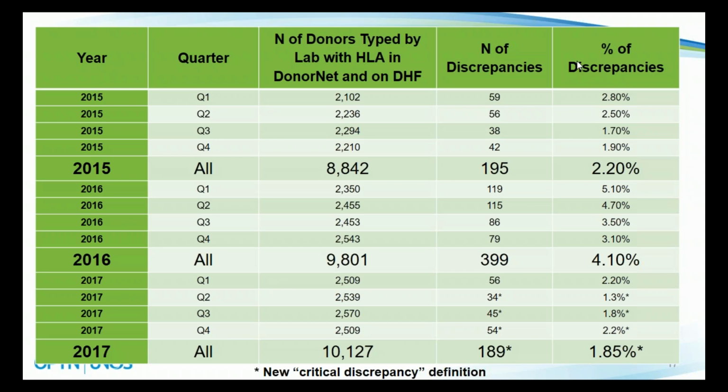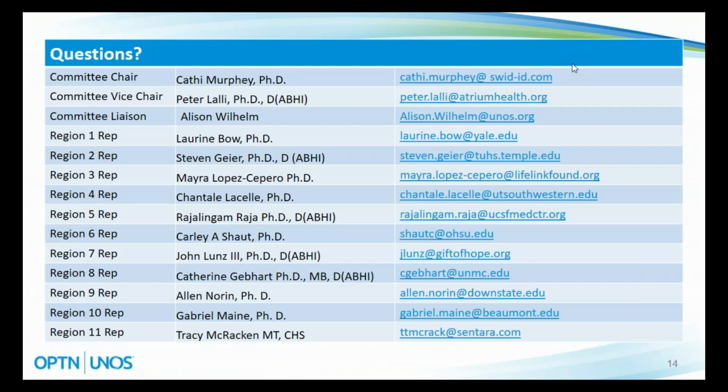Okay, another question that was typed in. Double entry probably will reduce clerical errors, but there are important errors in HLA data interpretation that result in incorrect typing. How will this be addressed by this proposal?